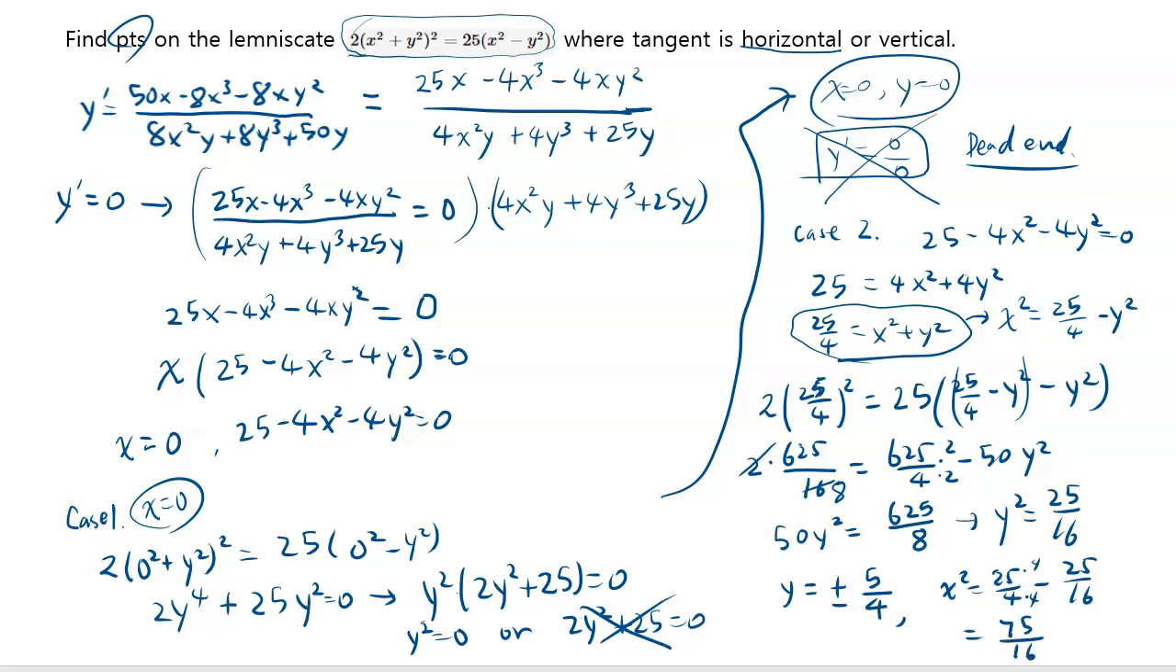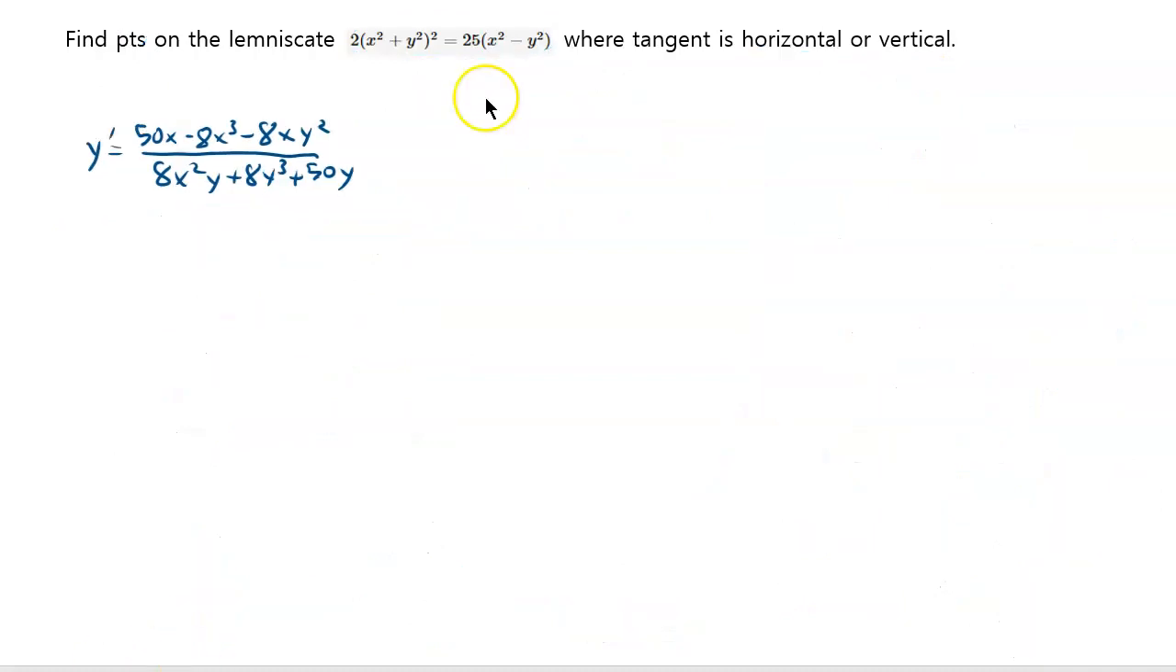So, I'll have to go to a new page. So I get y equals plus or minus 5 over 4. And x would be plus or minus square root of 75 over 4. Square root of 16 is 4. That's what you get. And since 25 is a perfect square, 25 can come outside as a 5, and you're left with 5 radical 3 over 4.